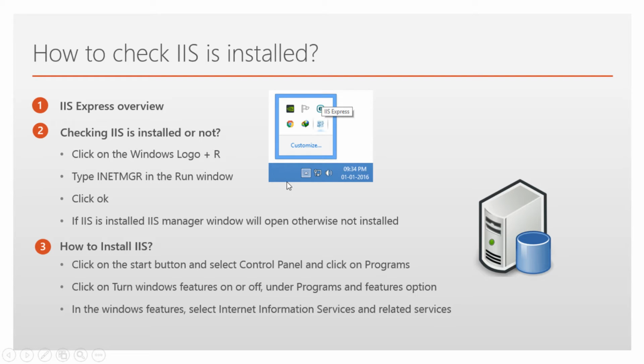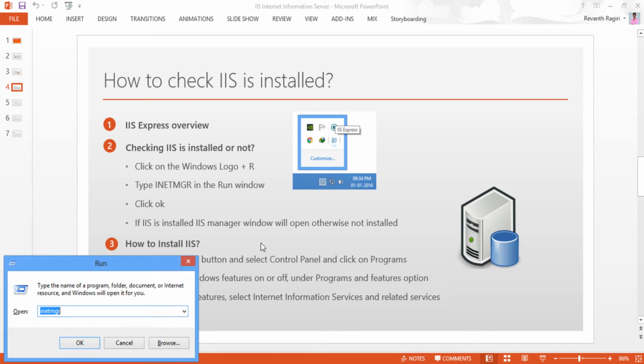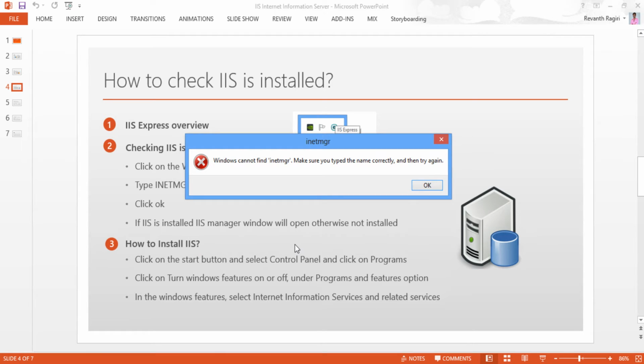Now, checking whether IIS is installed or not. Press the Windows logo plus R and type inetmgr, IIS Manager. If IIS is installed in our machine, the IIS Manager window will open. Otherwise, it will give an error message.